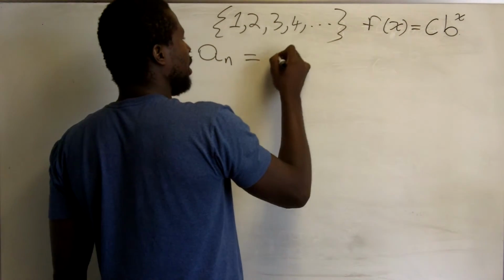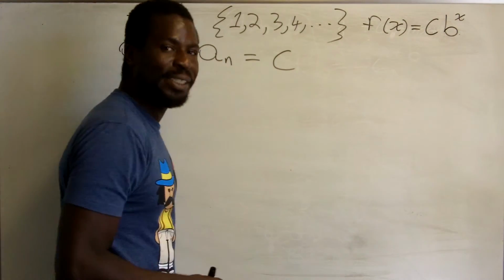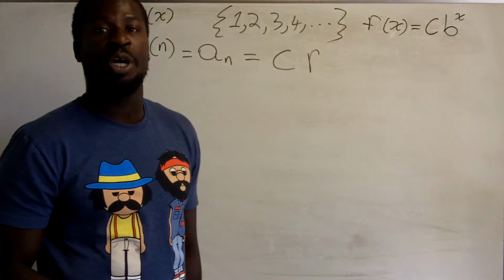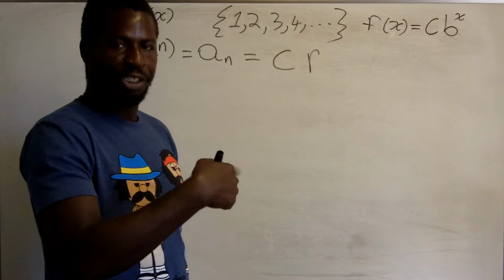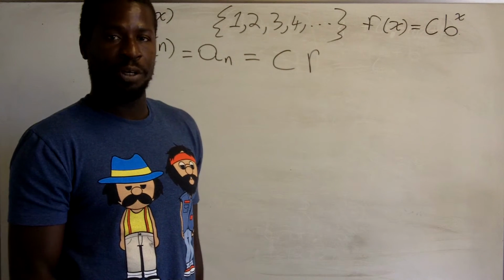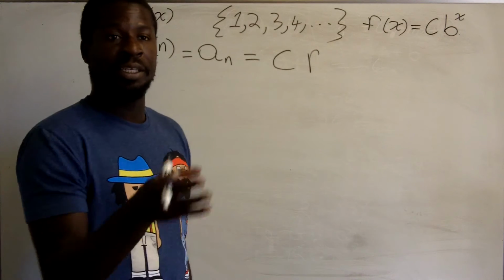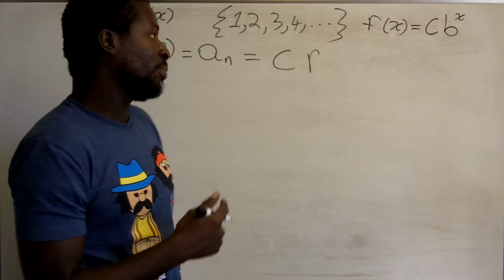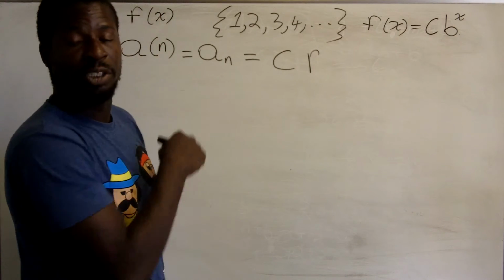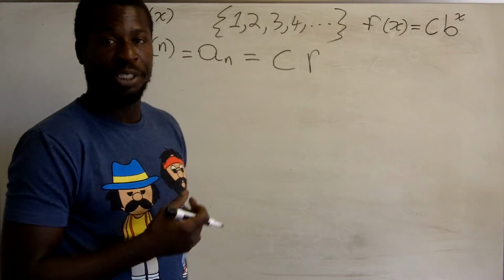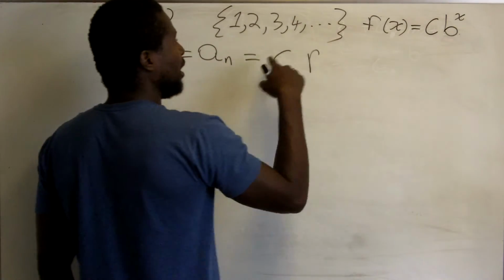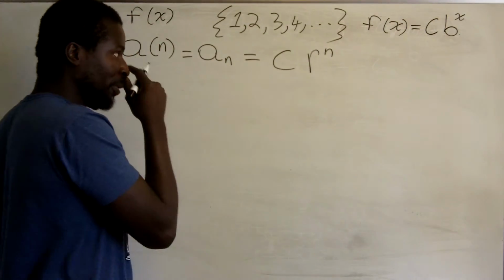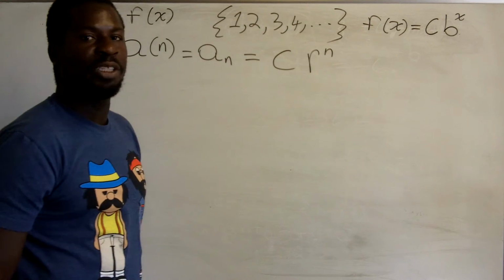So it's going to be c, and instead of b, the base, I'm going to call the base r. The reason I'm calling it r is that it's going to have a name: the common ratio. It's actually the ratio between consecutive terms of the sequence. Just like in the arithmetic sequence there was a common difference between consecutive terms, in a geometric sequence there is going to be a common ratio between consecutive terms. The independent variable here is n, and that is the exponent. So we're going to be looking at sequences of this form.